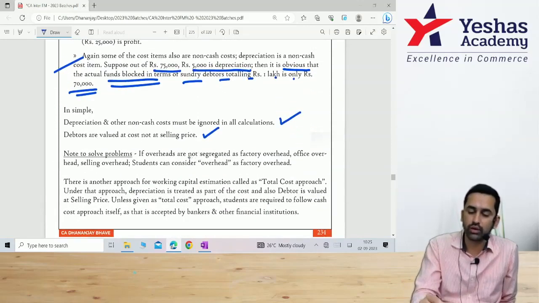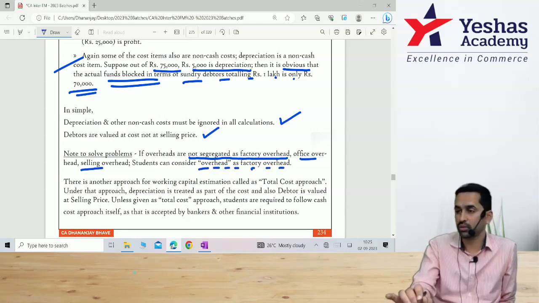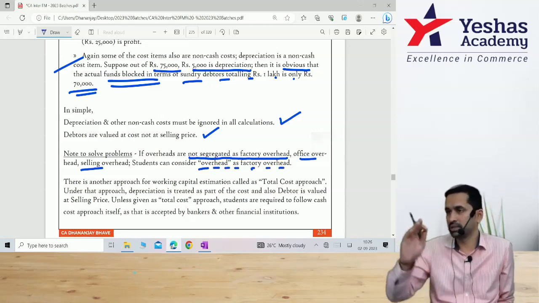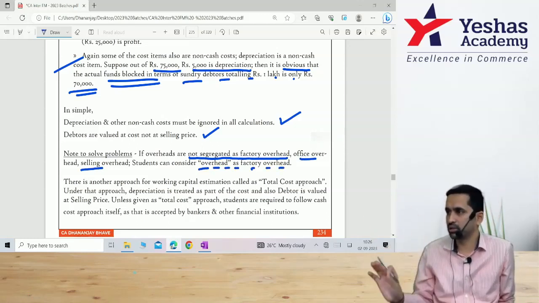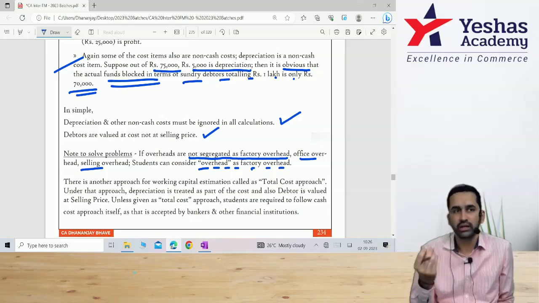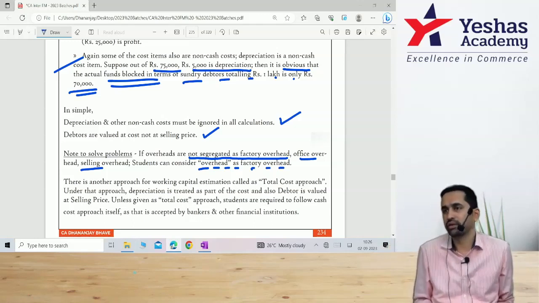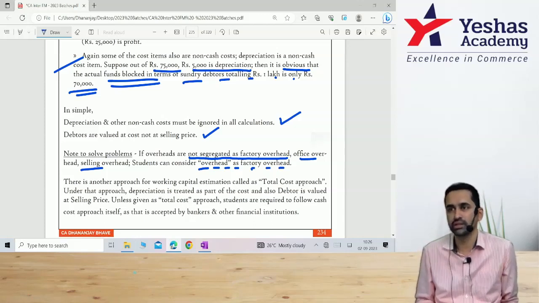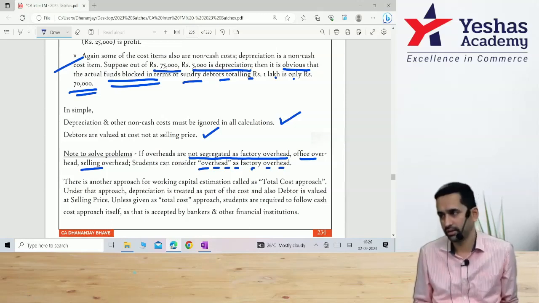If overheads are not segregated as factory, office and selling, students can consider overhead simply as factory overhead. If they give a breakup, then we will take it in the right place. If they simply use the word overhead, take it as factory overhead. And if it is factory overhead, you can take it everywhere. WIP also has, FG has, debtor has total cost, which includes factory overhead. So when the question is silent, you take it as factory overhead.